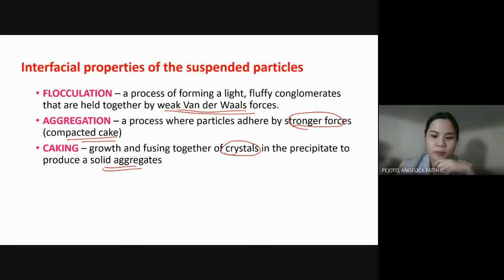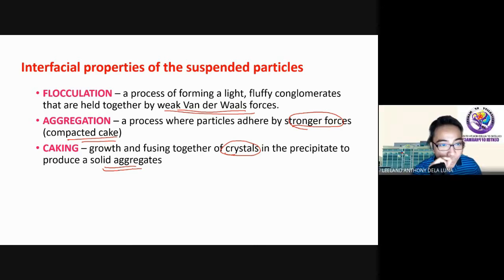Okay, definitely class, we want our suspension, in terms of its interfacial property, to keep it as a floc. Gusto natin mag-stay lang siya as flocs, in flocculation lang. We don't want it to start aggregating or caking. Kasi normally class, aggregation is still reversible, pero once nag-cake na yan, it's usually irreversible.